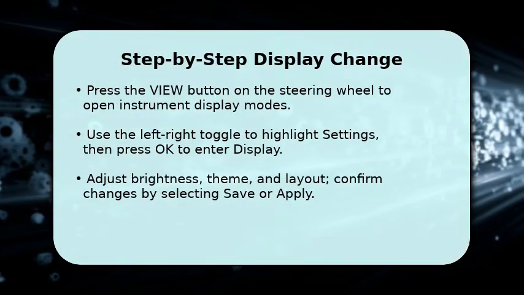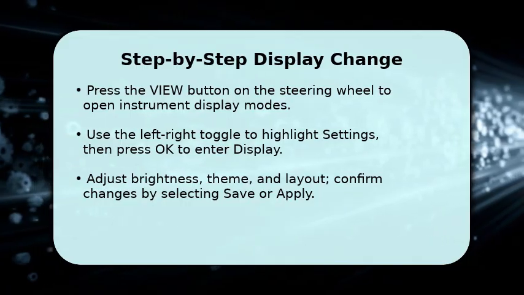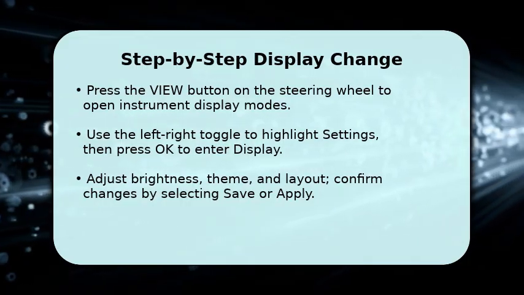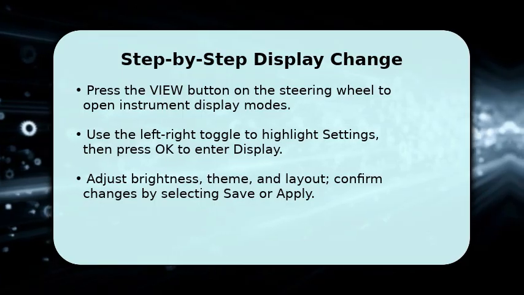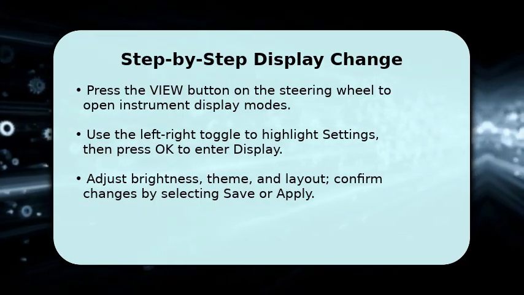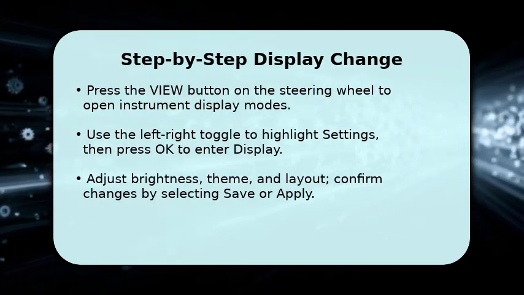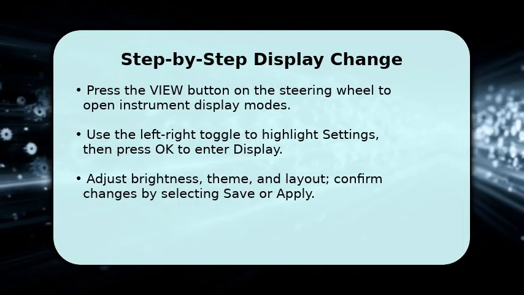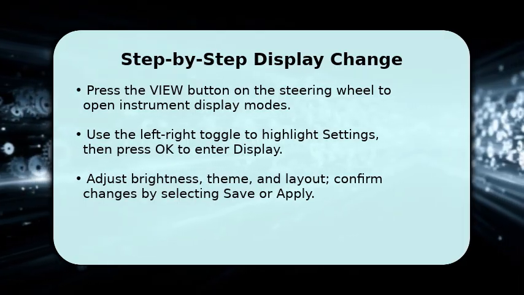Press the View button on the steering wheel to cycle instrument display modes until settings appears. Use the left-right toggle to highlight settings and then press OK to enter the display menu. Navigate to display or screen settings using the MMI knob or touchpad depending on your model.